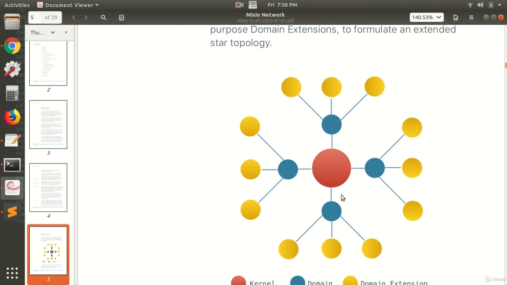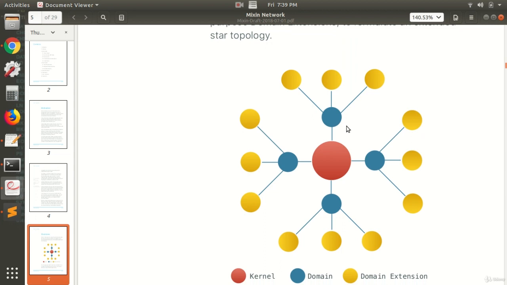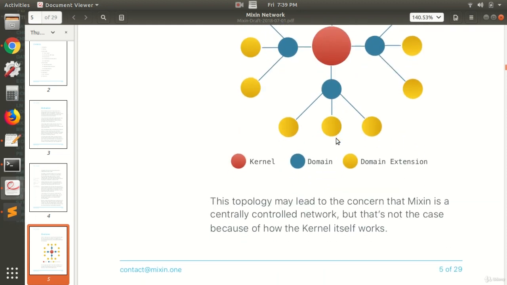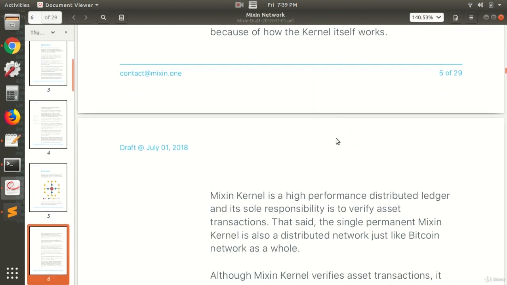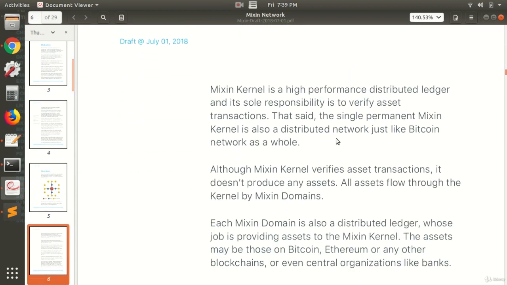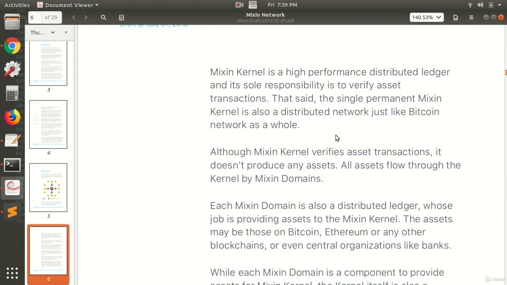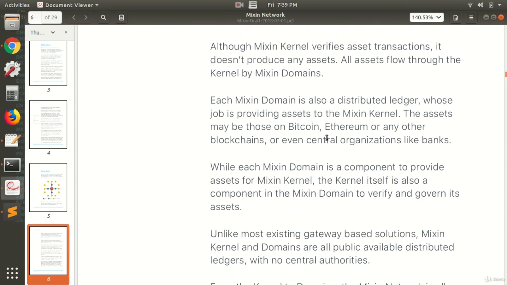Outside of the kernel, nodes are connecting to domain nodes. You can see these blue nodes here on the periphery of the kernel. These domain nodes have their own kind of responsibility. Then outside of the domain nodes, you have the domain extension nodes, and those are even further out on the periphery of the entire Mixin network. So what we'll do is talk about what each of these nodes does and what it's responsible for in the next video. I'll see you then.